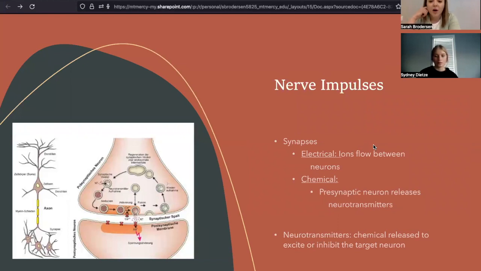Electrical impulses are characterized by ions that flow between neurons. A chemical impulse is caused by a presynaptic neuron releasing neurotransmitters. So a neurotransmitter is a chemical released to excite or inhibit the target neuron.